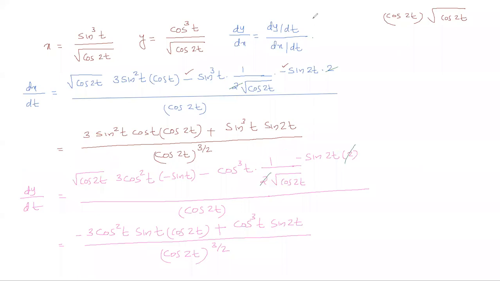Okay. So substituting here dy by dt divided by dx by dt. So you can see that दोनों का डिनोमिनेटर cos 2t to the power 3 by 2 है, वो दोनों कैंसिल हो जाएगा. सो बाकी डिनोमिनेटर, बाकी जो चीज़ वैसे ही आएगा. सो dy by dx इज इक्वल टू, सो आपको आंसर मिलेगा 3 sin square t cos t cos 2t. द डिनोमिनेटर में dy by dt का, सो इट विल बी लाइक दिस.